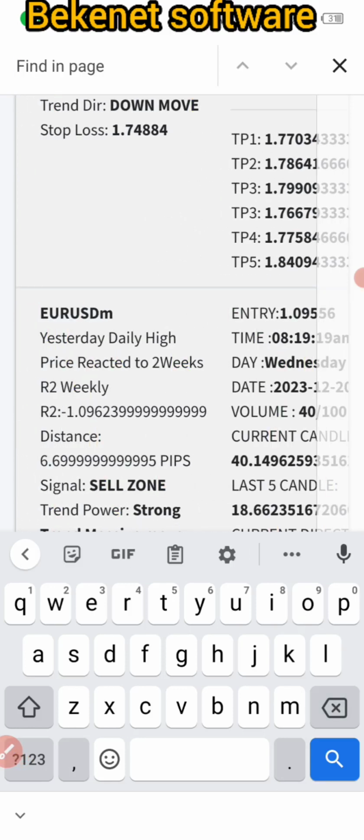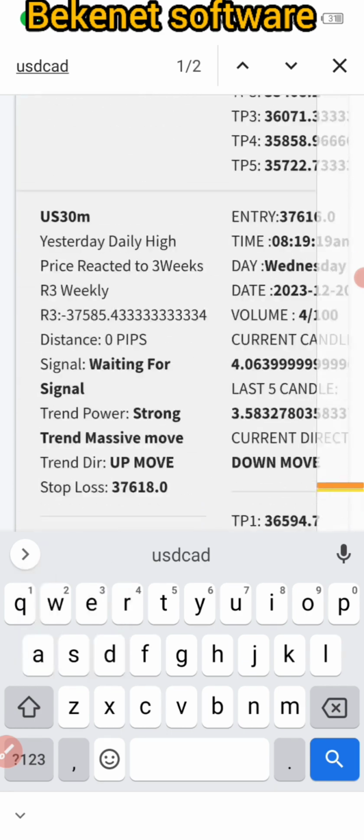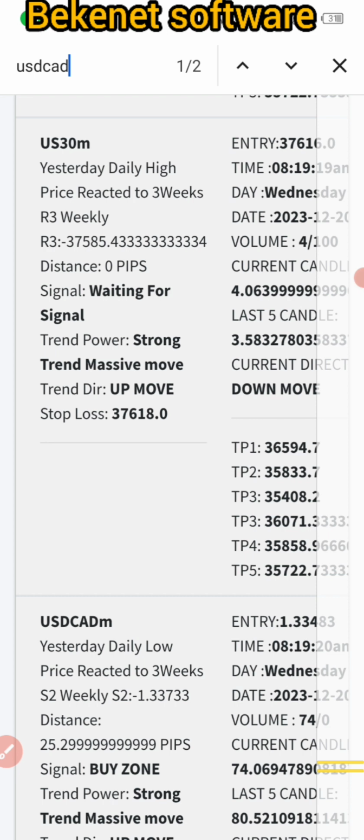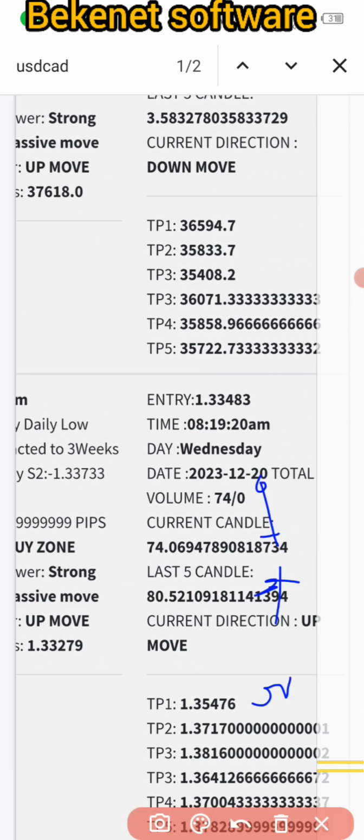I'm currently buying USD CAD. Let's see if we are still buying. You understand? As you can see, it's telling us a buy zone. As you can see, from a buy we're having 0. That means this volume is going to reduce down to 0. I'm not calling it price, it's the volume that is going to reduce down to 0. So it's heading to the top like what I drew for you.